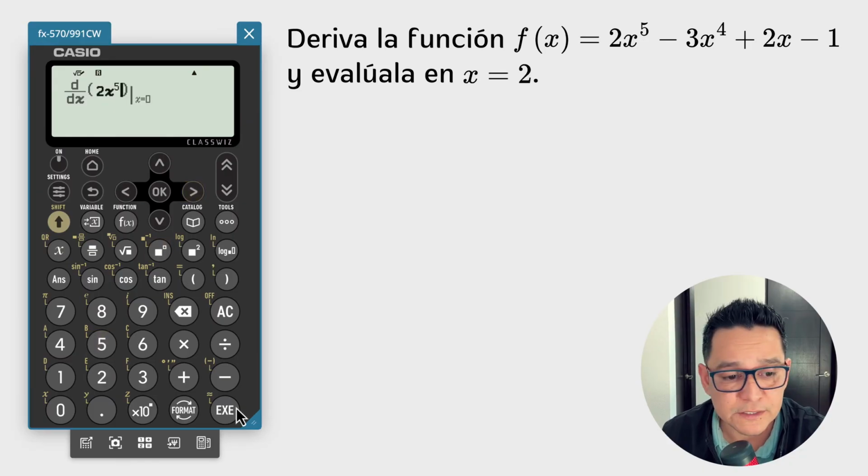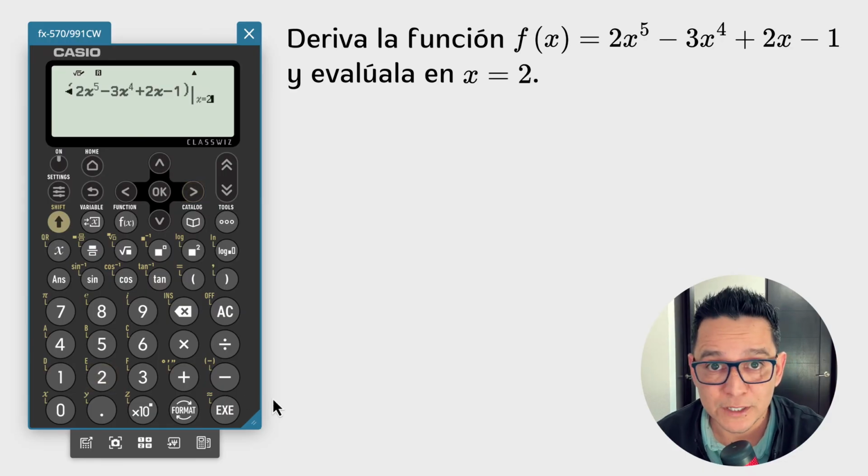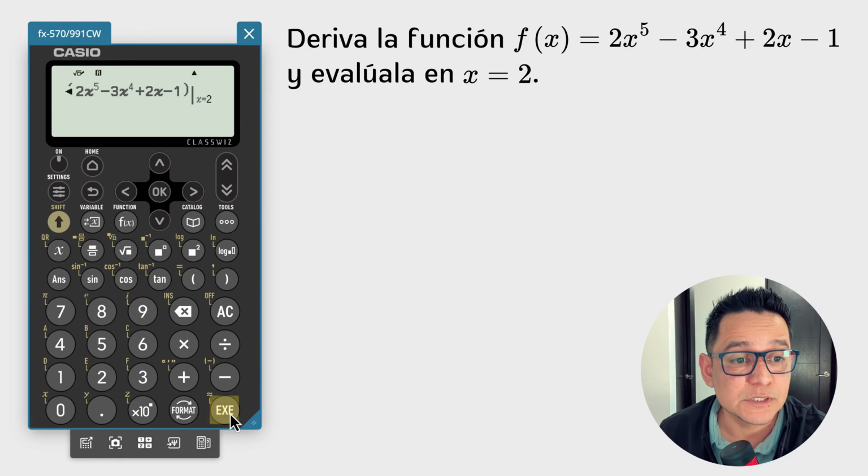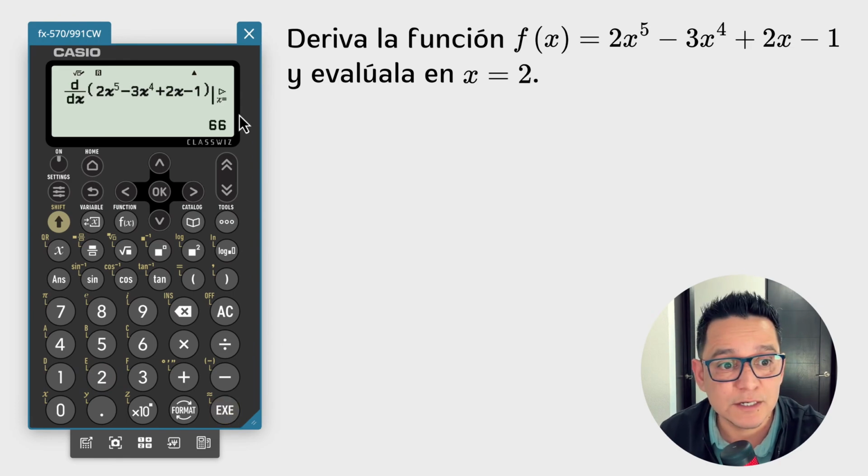I move over with the arrow, and we enter minus 3x raised to the fourth power. Then it's plus 2x minus 1. That's it. Then it says we have to evaluate at x equals 2, right? So I move over with the arrow and enter a 2. That's all I have to do. We just hit run and that's it. We're done. The result will be 66. Easy, right?